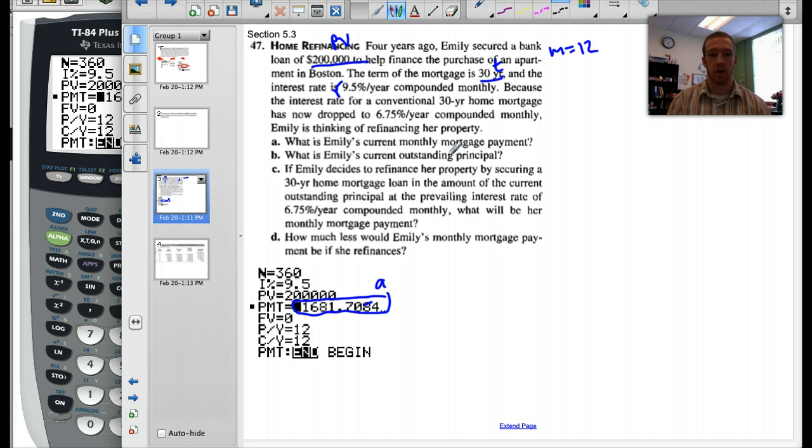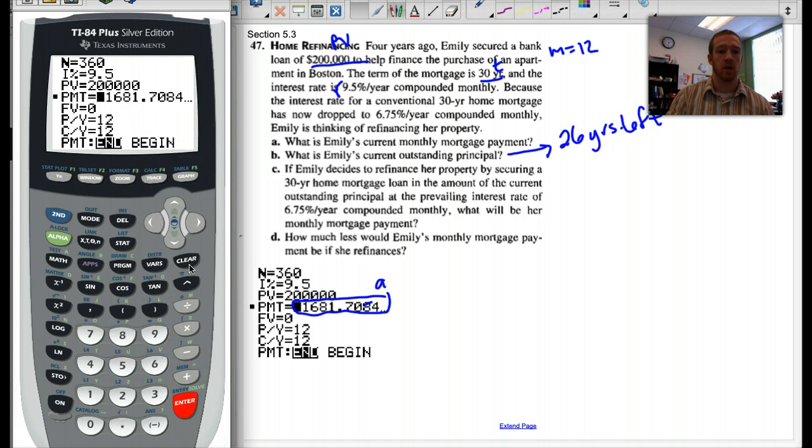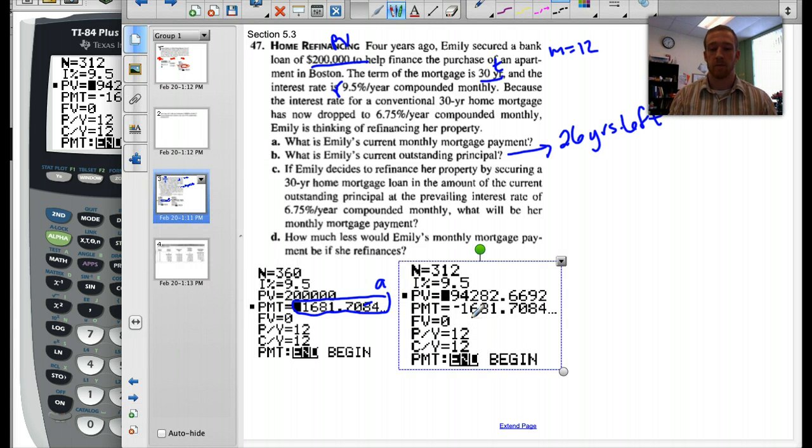What is her current outstanding principal? So the current outstanding principal is with 4 years ago, so that means there's 26 years left. So now we have to redo our calculations. She originally owed 200 grand, so 26 times 12, and then same interest rate, because that's what she was paying for the 4 years, and now we're going to solve for the PV here. So she's been paying $1,681 for 4 years. There's 26 years left. That's the interest rate. This is how much she still owes. Kind of depressing that after 4 years she's only paid off less than 6 grand. But that is our answer nonetheless.